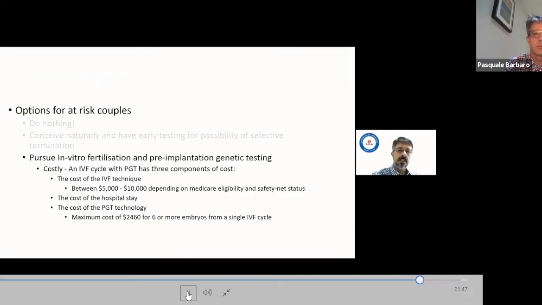So you need the cost of the actual in vitro fertilization itself, which is anywhere between $5,000 and $10,000. This doesn't cover the cost of hospital stays, which are often needed for these techniques. And then the cost of the actual pre-implantation genetic testing is probably about $2,500 for one IVF cycle. So you can see that this costs anywhere between $10,000 and $20,000 per pregnancy.